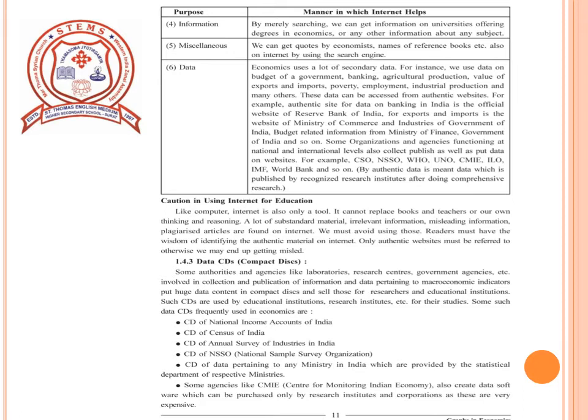So a lot of substandard material, irrelevant information, misleading information, vulgarized articles are also found on the internet. Clear with this? So there are chances that you get a lot of substandard material which is quite irrelevant information and misleads you and results in you getting the wrong data. Clear with this? So we must avoid using those websites which are misleading you and giving you wrong or fraud information. So readers must have the wisdom of identifying the authentic material on internet.